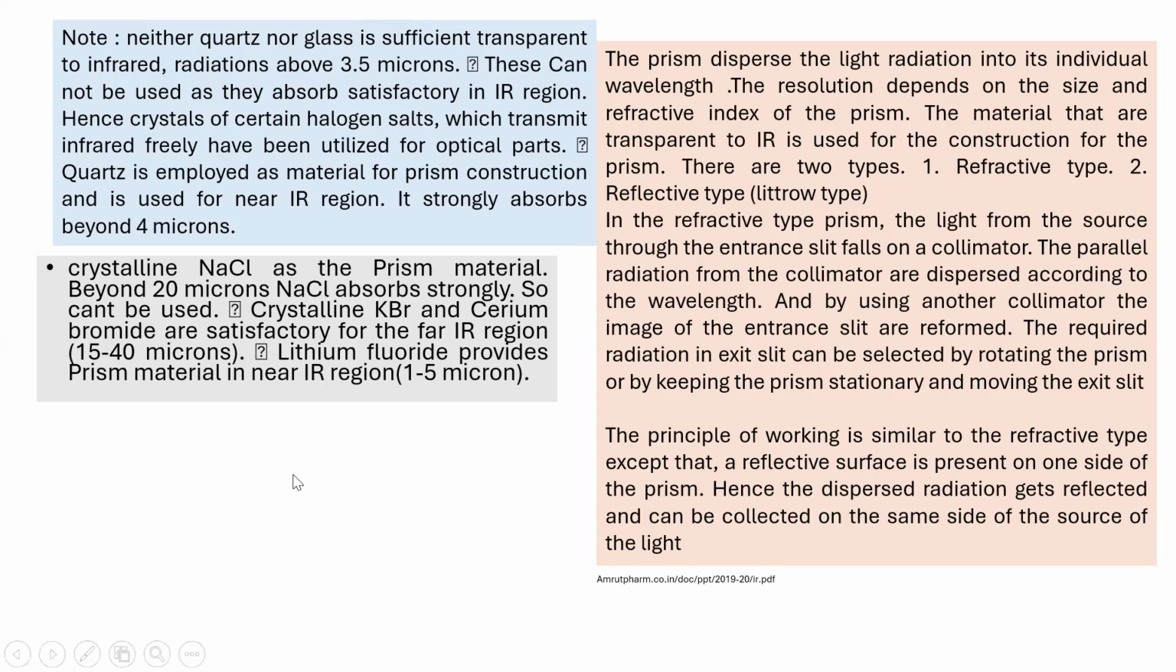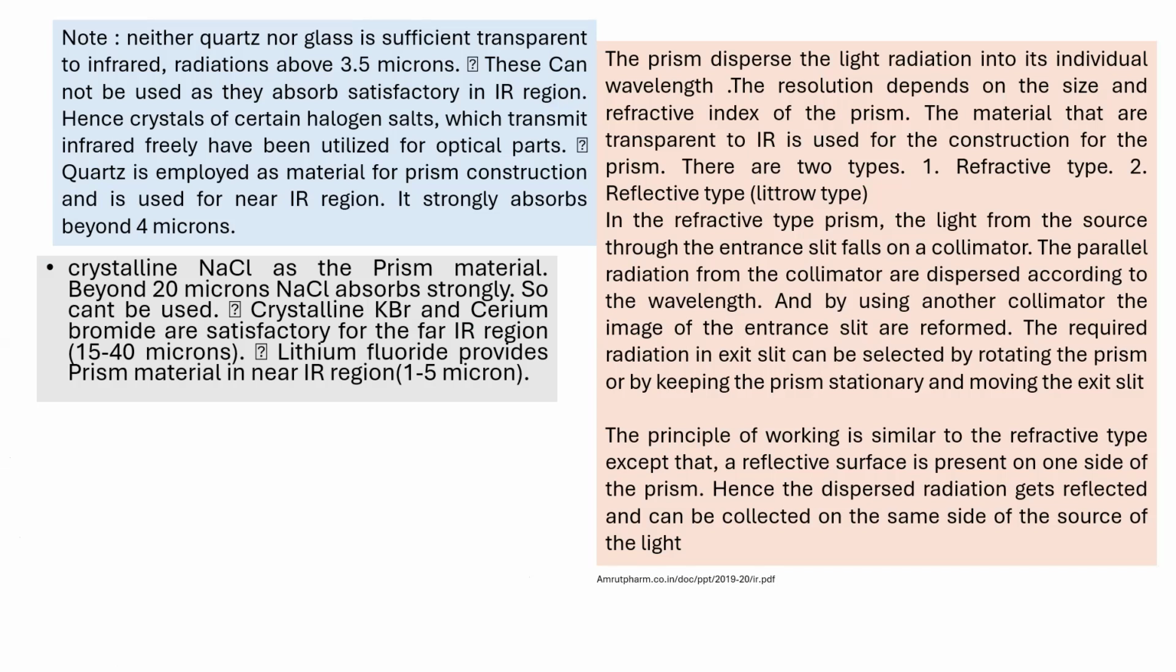Now, what is the material which is used then to hold a sample? Crystalline NaCl as the prism material, and beyond 20 microns, NaCl absorbs strongly. So that also cannot be used in IR. Then what is used? Crystalline KBr or cesium bromide are commonly used. So here are the two, KBr and cesium bromide, which are used for IR regions.